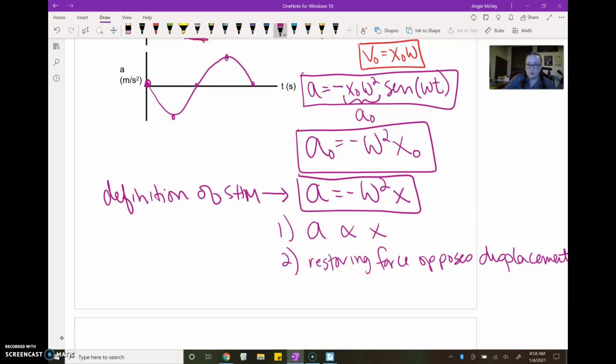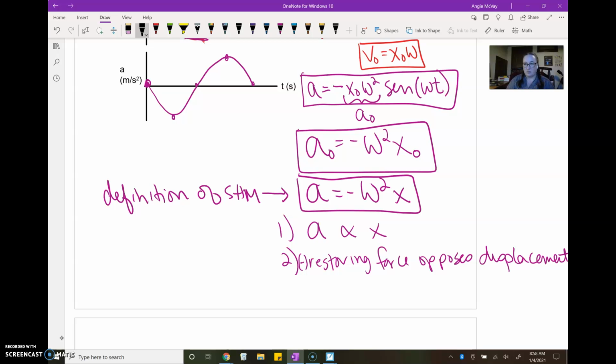So a restoring force opposing the displacement means that there's a negative in that equation. Okay, so I want to talk about this equation here, a equals negative omega squared x. For different oscillating objects, omega squared can be found in different ways.